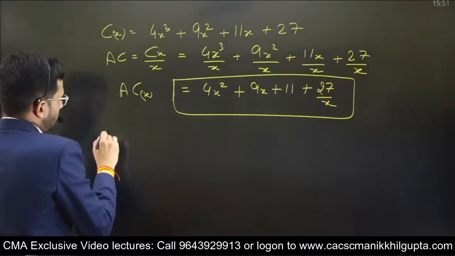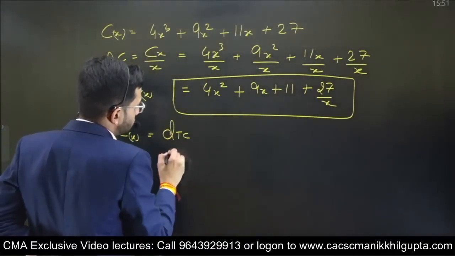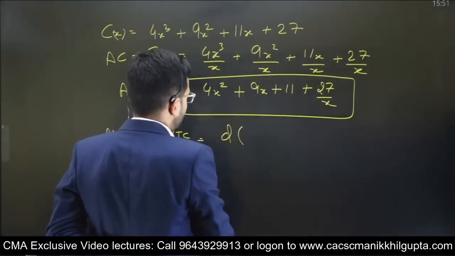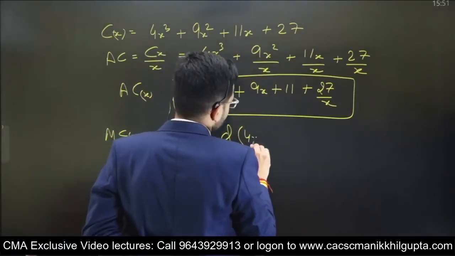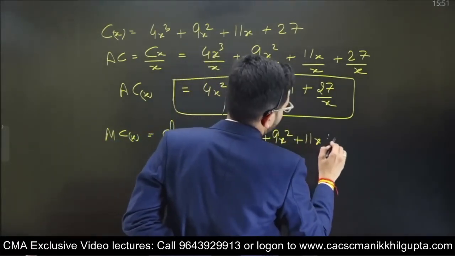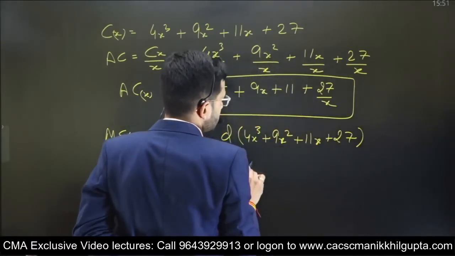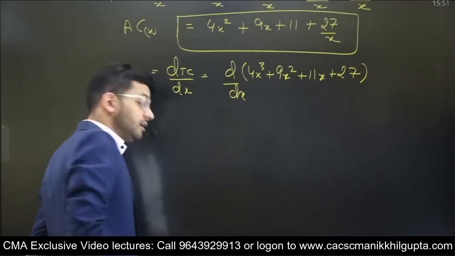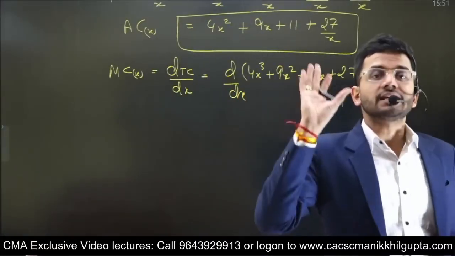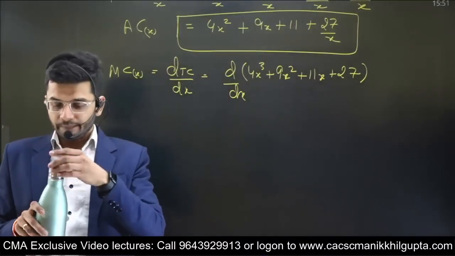Next is the marginal cost. Now I'll tell you what marginal cost is. Marginal cost is computed by differentiating the total cost with respect to x. The total cost is 4x cube plus 9x square plus 11x plus 27. We'll differentiate this with respect to x. This differentiation is an important process which you need to learn and understand if you want to solve these questions well, because this concept will definitely come in the examination. You need to learn this concept well, guys.